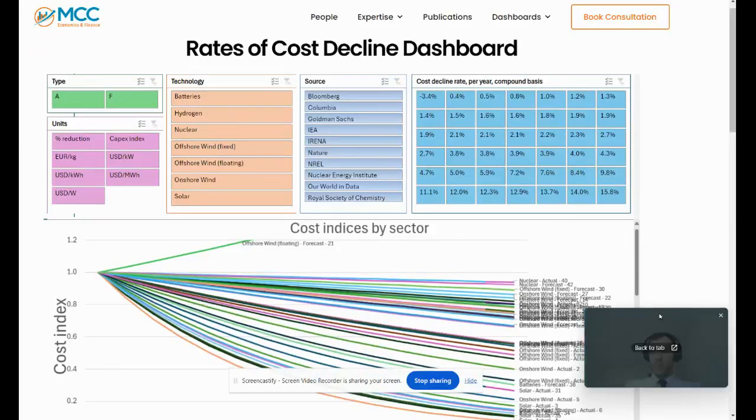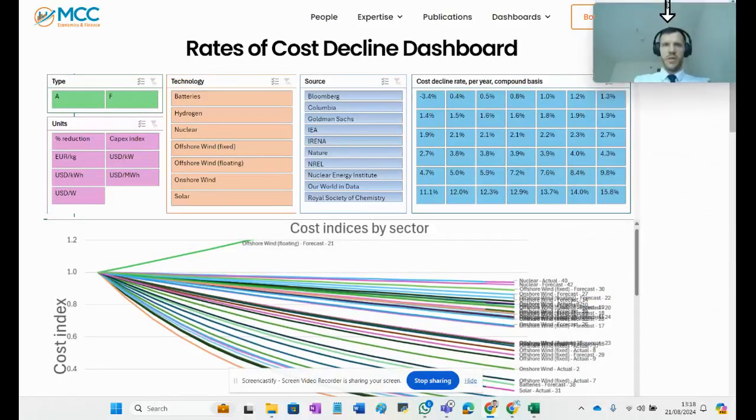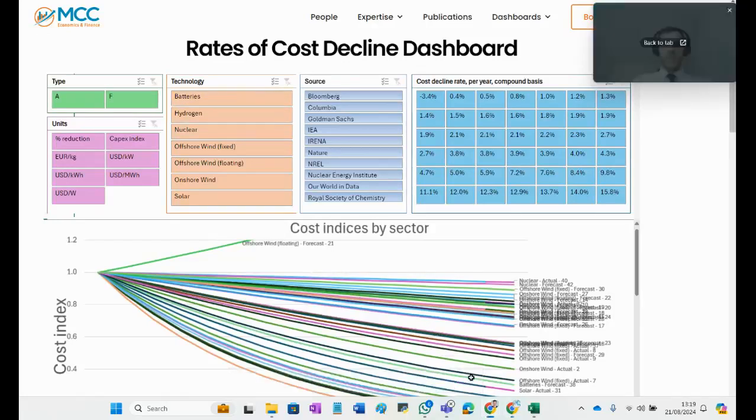Hi all, I wanted to give you a demonstration of our cost decline dashboard. What we've got here is different technologies in the energy sector and a database of the cost declines or the cost indices per year by different technology and by different source.